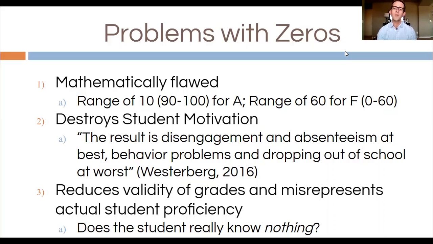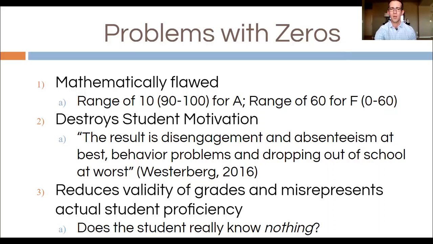And finally, it reduces the validity of grades and it misrepresents students' actual knowledge. Right? When students get a zero, it suggests that they know absolutely nothing about that particular skill or content. And clearly that's not the case. They just didn't demonstrate it in that situation. So we know the problems with zeros. How do we fix it? And so let's take a look at the alternatives to zero.